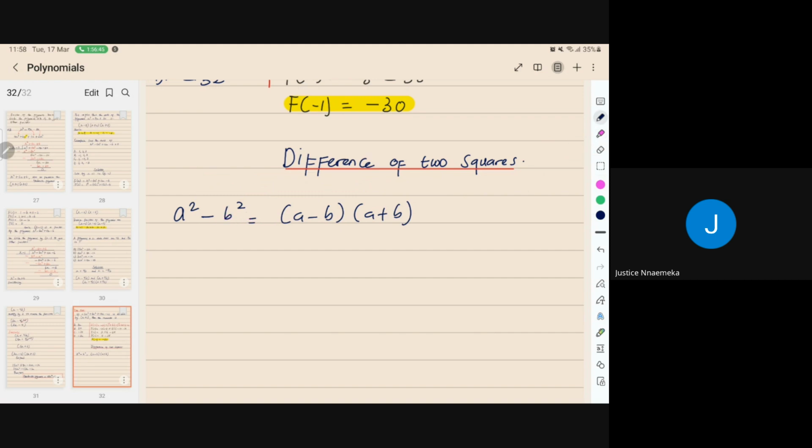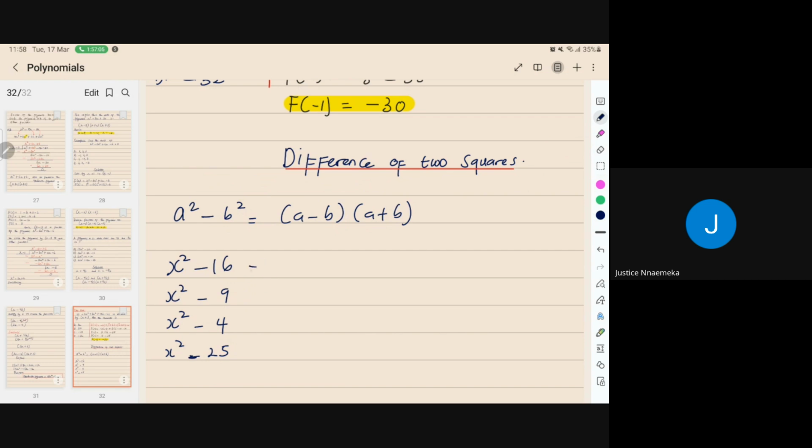Another example. Examples can be something like this: x squared minus 16, x squared minus 9, x squared minus 4, x squared minus 25. Are you seeing the trend? The numbers here are perfect squares. You get the point now. So you are going to split them into what? Minus and plus, right? So I've given examples.